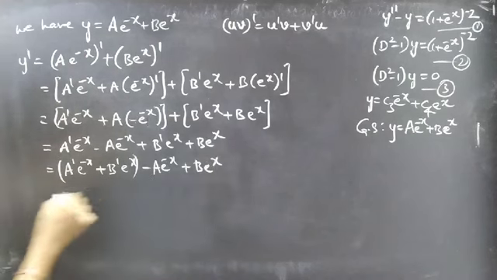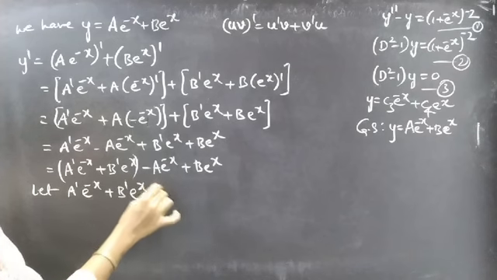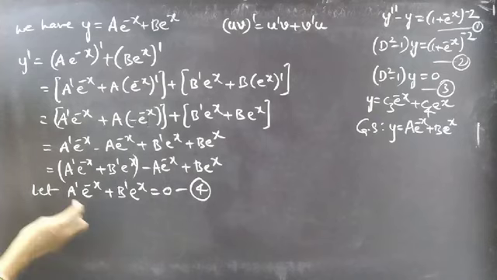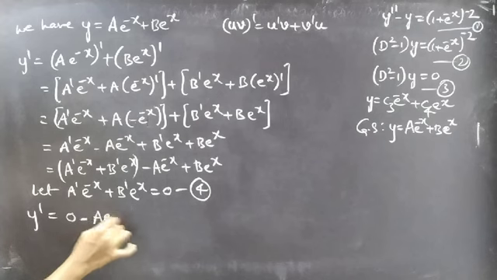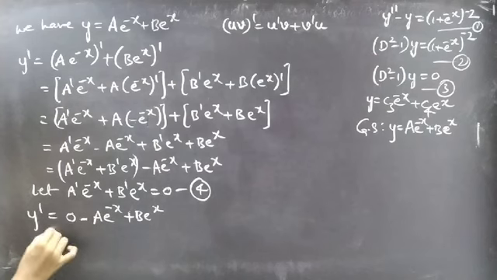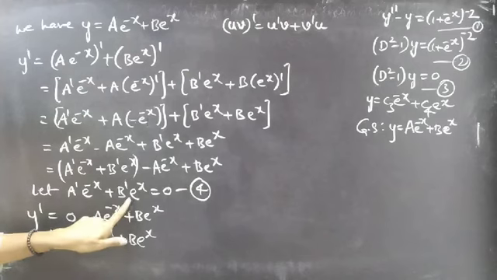Let's now consider a dash e power minus x plus b dash e power x equals 0, so that a double dash and b double dash will not appear while finding y double dash. If this becomes 0, y dash becomes 0 minus a e power minus x plus b e power x. From this we'll get y dash equals minus a e power minus x plus b e power x. So we got y dash. Now using y dash, let's find y double dash, and we'll utilize this equation 4 to find a dash and b dash later.